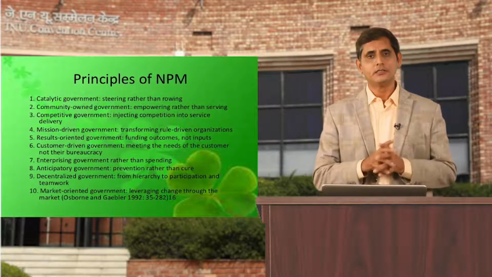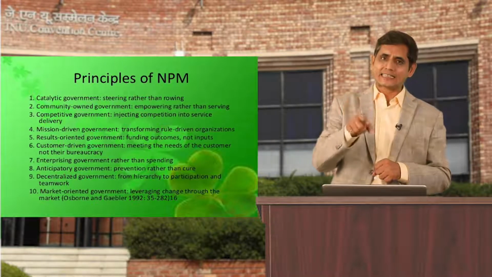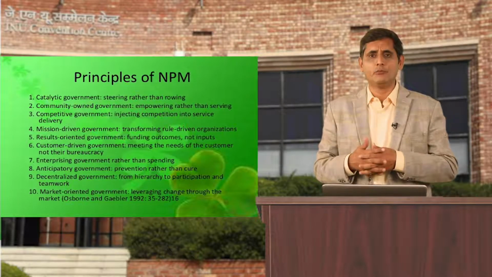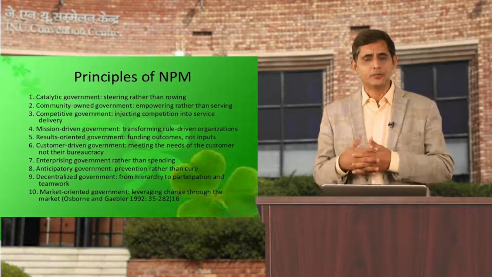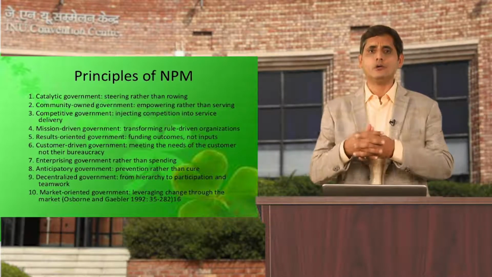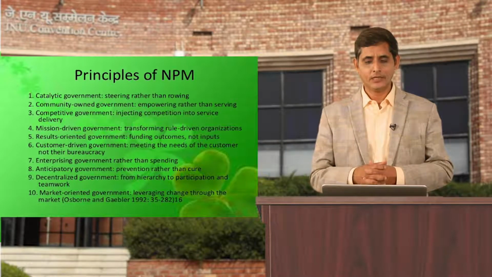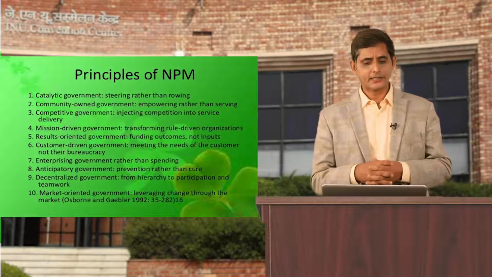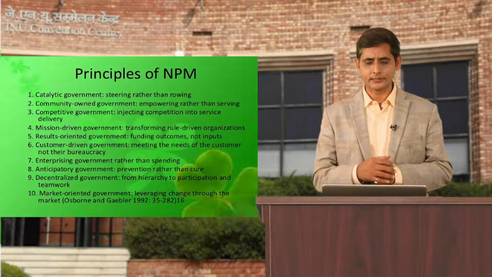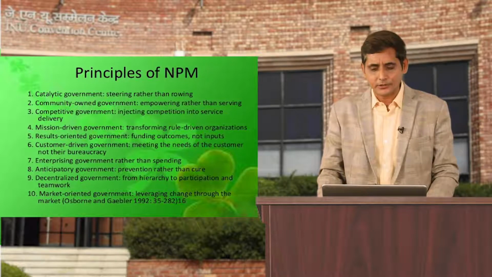Number 1, they suggest a government which is catalytic. Catalytic means more flexible, motivating to the public, to the private sector. They also suggest the government to be community owned, by empowering the people rather than serving. Third is competitive government. Then they talk about mission driven, mission oriented government, then result oriented government, customer driven government.